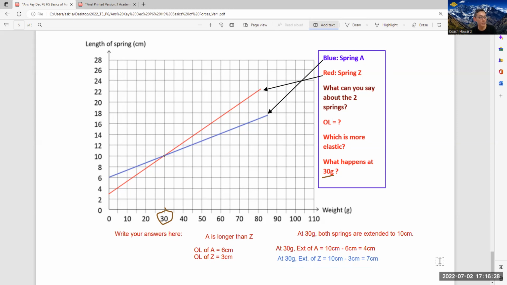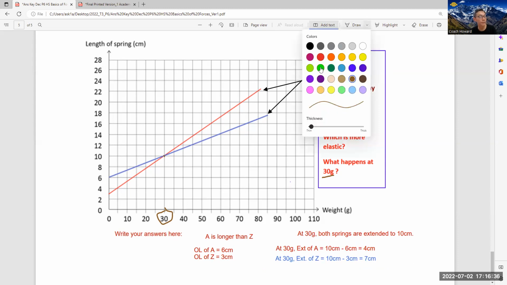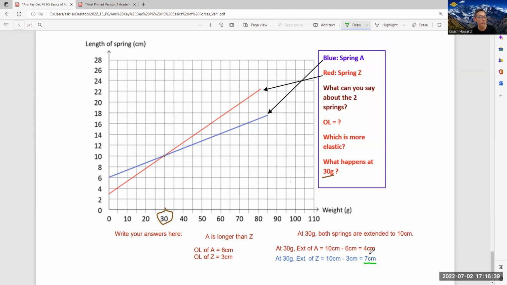So you will notice that for the same mass, spring Z extended more. Spring Z extended more than this. So we can conclude spring Z is more elastic than A. So which is more elastic? Spring Z. So spring Z is more elastic than A. So this is the conclusion. Z is more elastic than A.